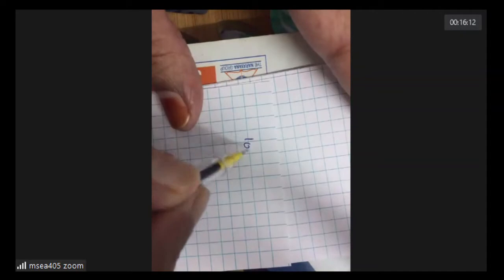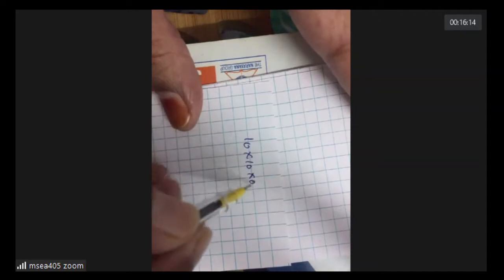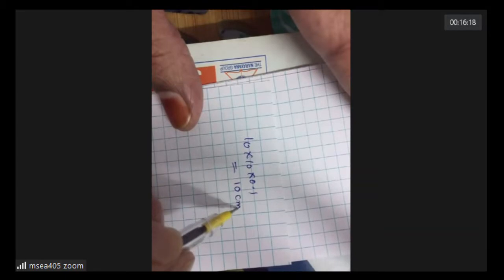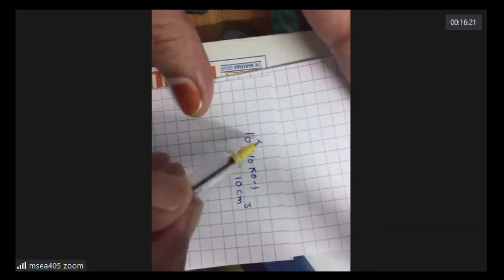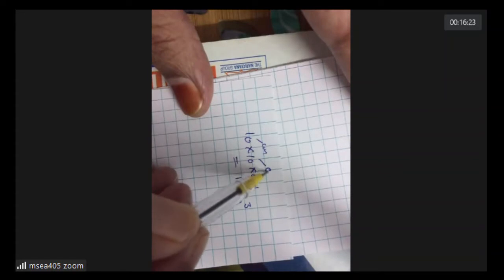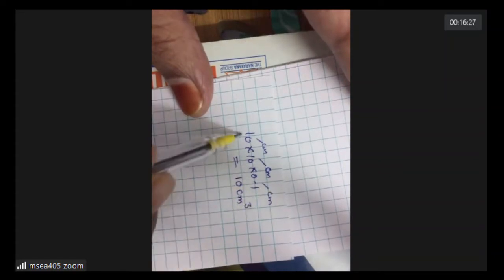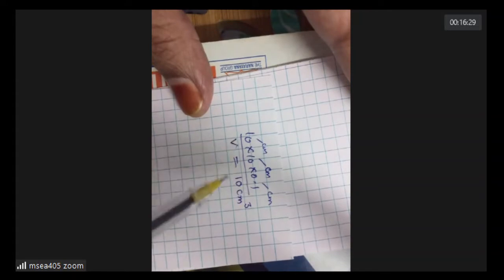sir, you want to have 10 into 10 into 0.1. So it is equal to how much, sir? 10 centimeter cube. Can you see, sir? It is 10 centimeter long. It is 10 centimeter wide. It is 0.1 centimeter thickness. So if I multiply, the volume of silver I require is 10 centimeter cube.